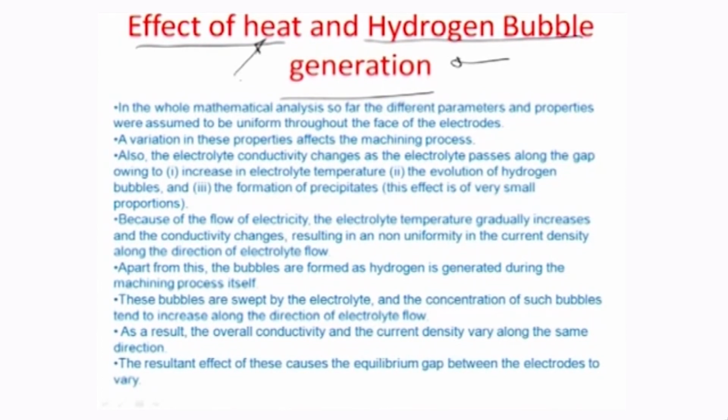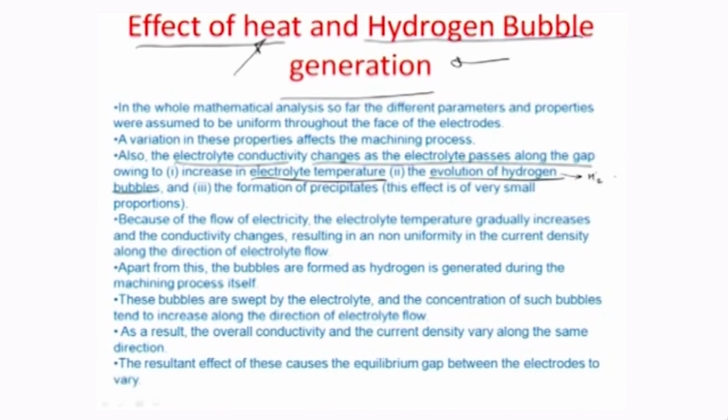So, obviously, the electrolyte conductivity changes as the electrolyte passes along the gap. Some of the reasons why this change would happen are, of course, the temperature, K equal to K01 plus alpha (theta minus theta 0), and the evolution of bubbles of hydrogen, particularly when we are talking about machining iron, where there is an exclusive possibility of generation of hydrogen.